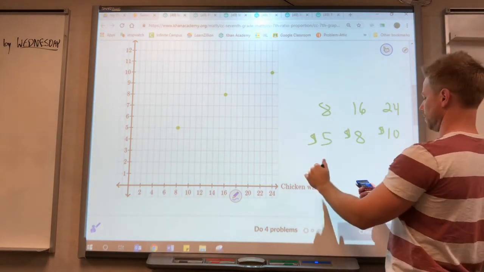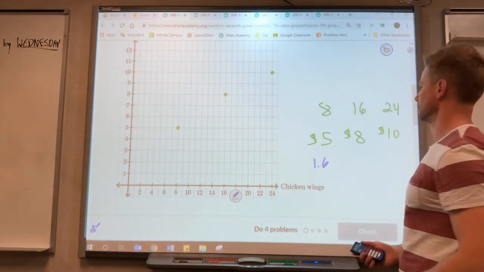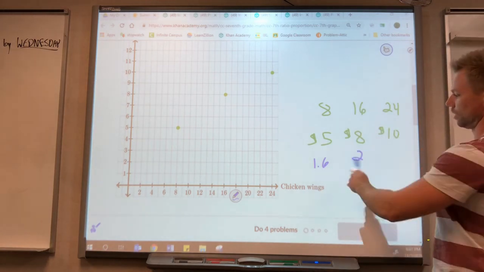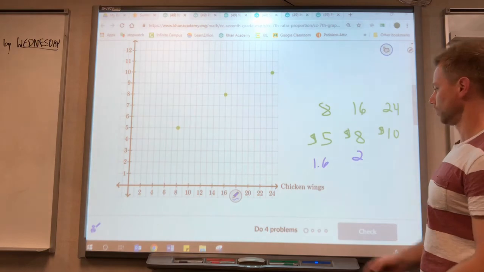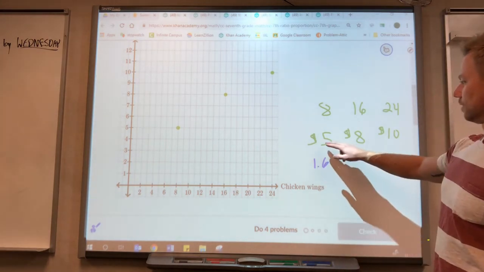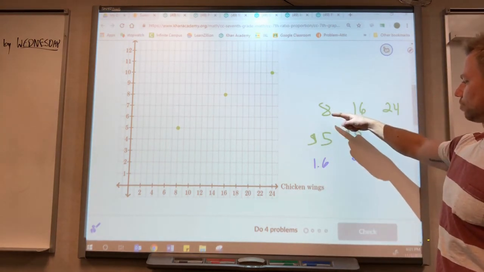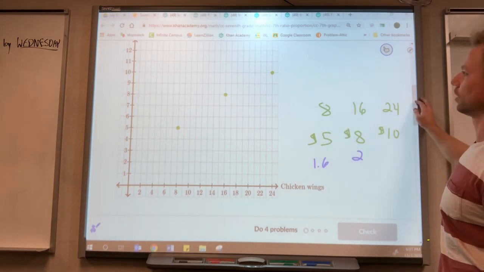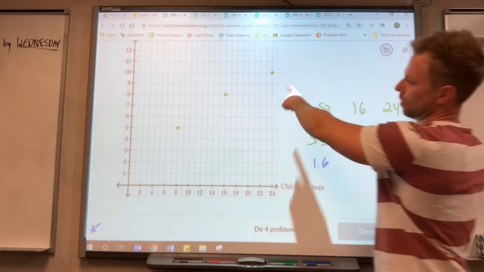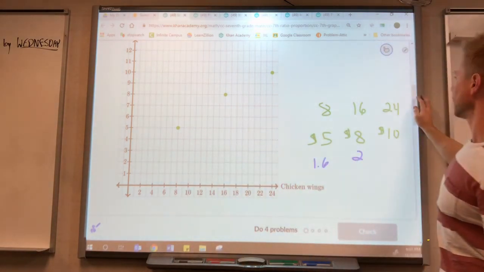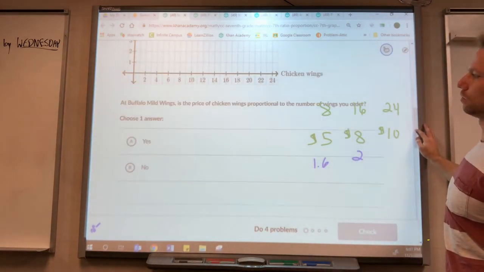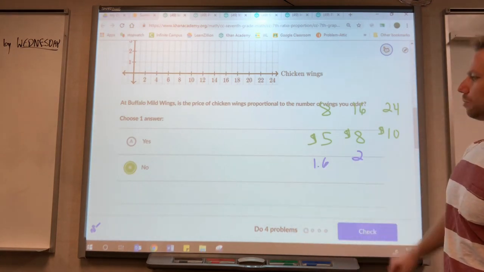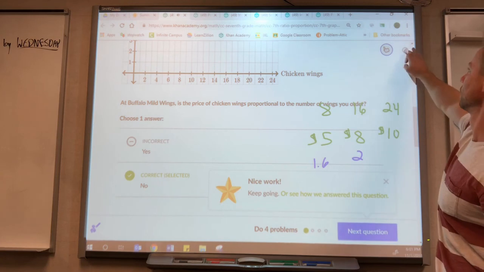So 8 divided by 5 is 1.6. 16 divided by 8 though is 2, so we already know that it's different. We're not multiplying the numbers by the same thing to get the next one each time, so it's not proportional. It's not gonna work. And that matches what we thought from looking at the graph. It looked like it could be a straight line but wasn't going through the origin, which it's not. So is it proportional? No, it's not.